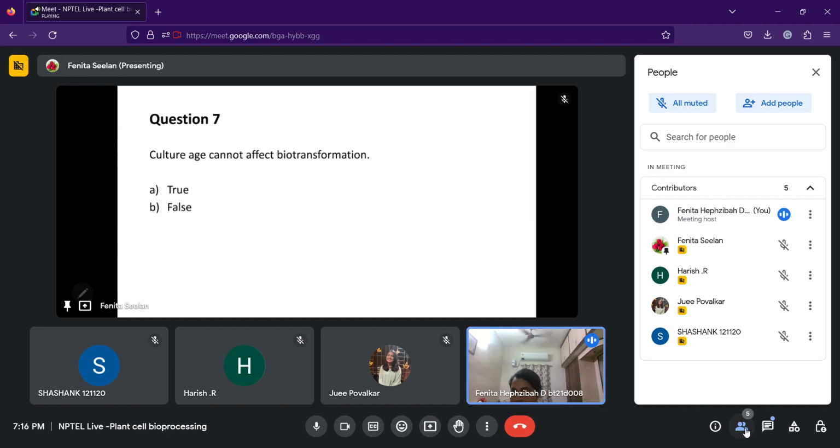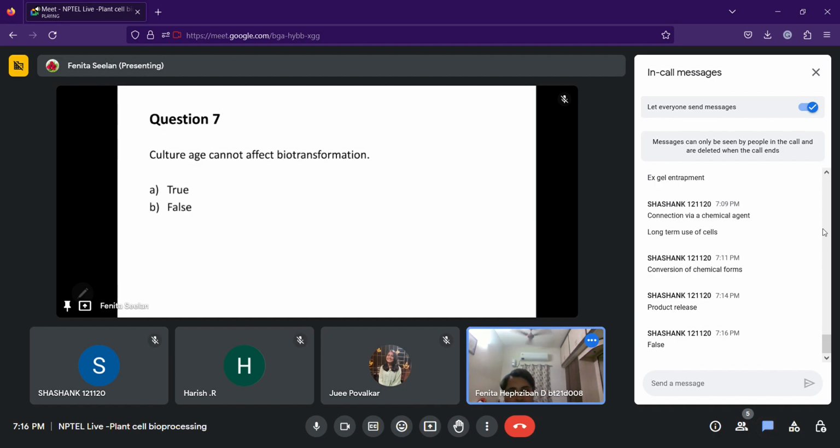The last question is, culture age cannot affect biotransformation. True or false? False. Yes, the age of the culture matters. The age of the culture, like the inoculum age, is very important. If the cells are not in the phase you are looking for, then the biotransformation may not happen, right? The answer to this question is false.